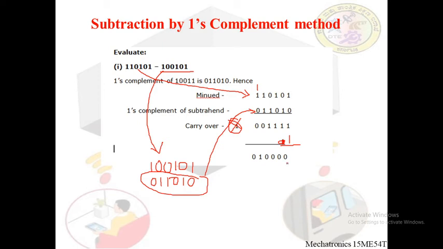So 1 plus 1 is 0, carry 1. 1 plus 1 is 0, carry 1. 1 plus 1 is 0, again carry 1. 1 plus 1, 0 again, carry 1. Here 1 plus 0 is 1 only. 0 comes as it is. So this is the final answer which we will get even when we do the direct binary subtraction. Here the subtraction has been done using simple addition technique, using the ones complement method.